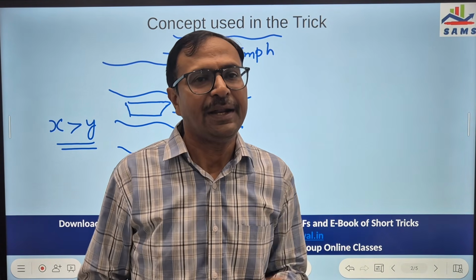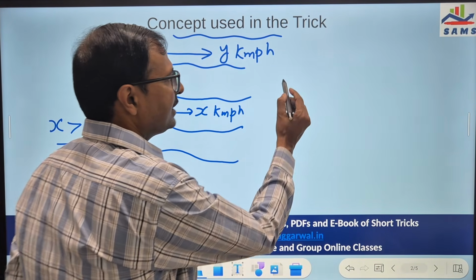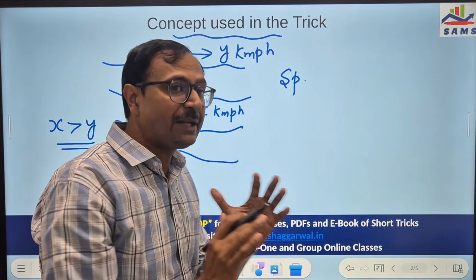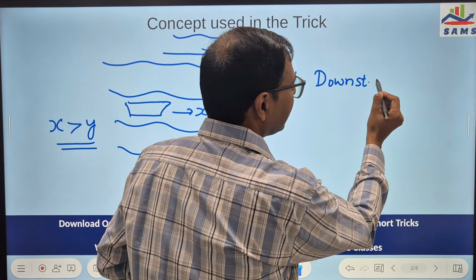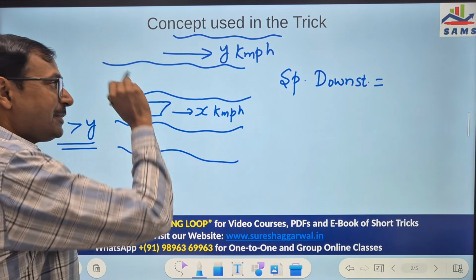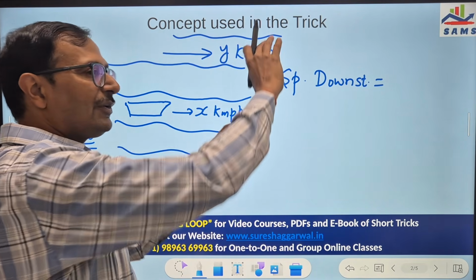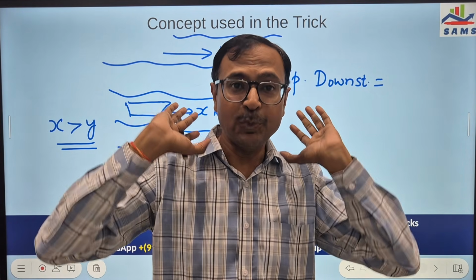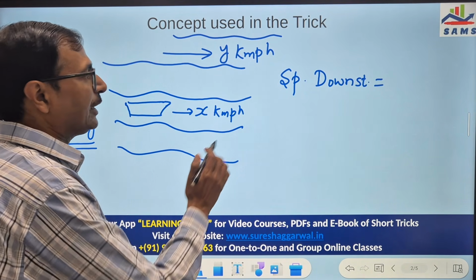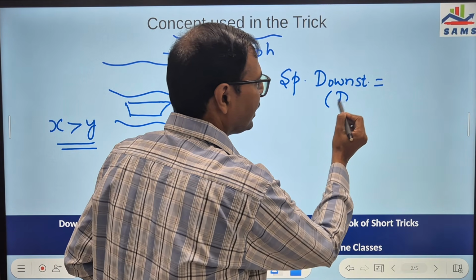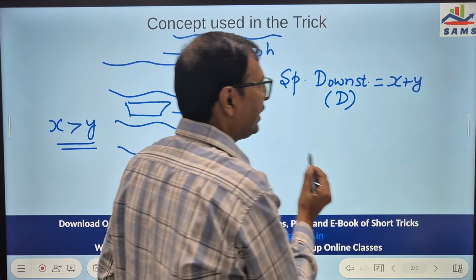Having understood this, now we should understand the downstream and the upstream motion of the boat. Whenever the boat is moving downstream, downstream means flowing along with the flow of the river. That means the same direction. So what will happen if you are cycling and wind is pushing you from the backside? Your speed is going to increase, right? So whenever you have to calculate speed downstream, let's write it as d, you add x and y.